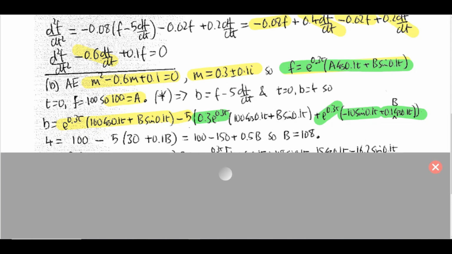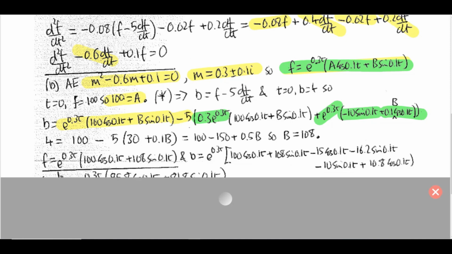If we sub in when t is 0, b is 4, we get this equation here. So that's just working out e to the power 0 is 1, cos of 0 is 1, sine of 0 is 0. You get 4 is 100 minus 5 brackets 30 plus 0.1b. If you do the maths, expand carefully and simplify, I think there's a slight mistake there somewhere. Anyway, you get b, maybe there isn't, that's all right. B is 108, I'm pretty sure that's what you will get from that.